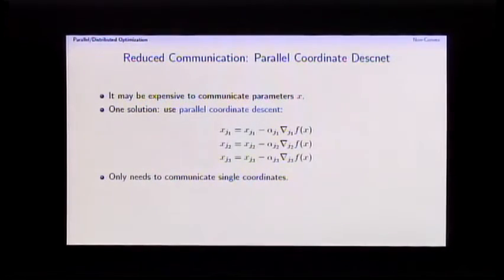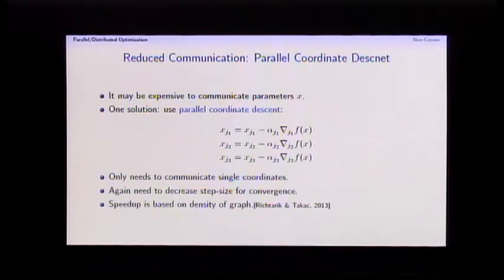One solution, by Peter Richtárik and his group, is parallel coordinate descent. So this is kind of like Jacobi-style coordinate descent instead of Gauss-Seidel, where I'm going to pick a bunch of different coordinates, and each computer is going to do coordinate descent on one coordinate. And if I do this, I can actually reduce the amount of communication that goes around the network, because I'm only changing one parameter at a time.